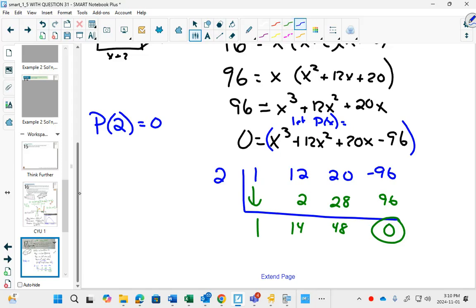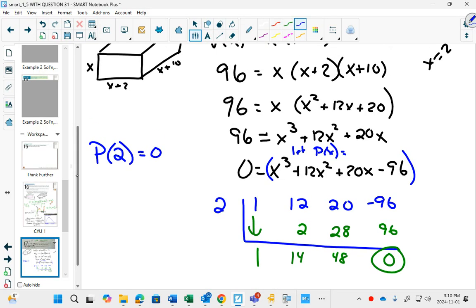Could you scroll a little bit up? And we're not really going to write the division statement because we're trying to factor this. This other side is still equal to 0, so we would still write 0 equals, and now we have x minus 2, and we're left with x squared plus 14x plus 48. There's our division statement.